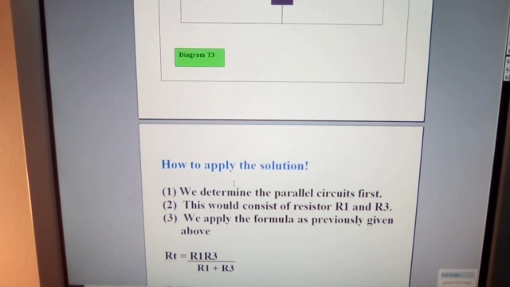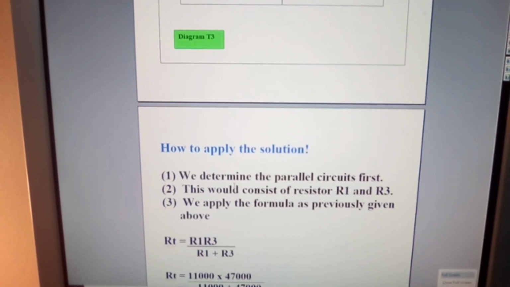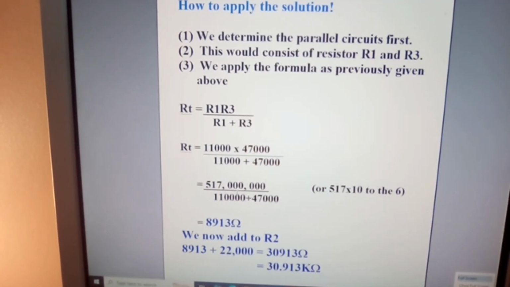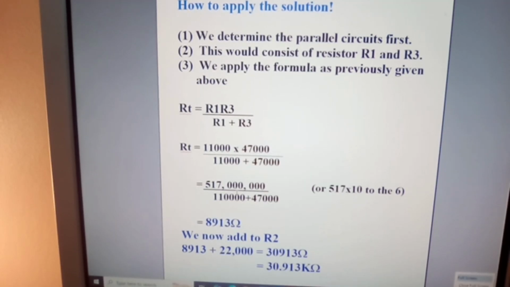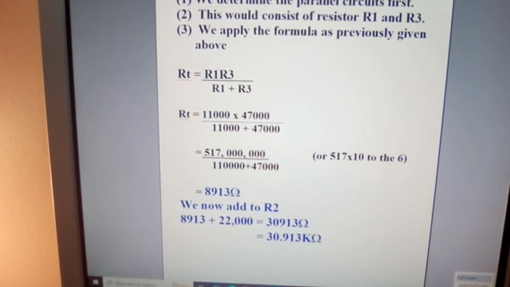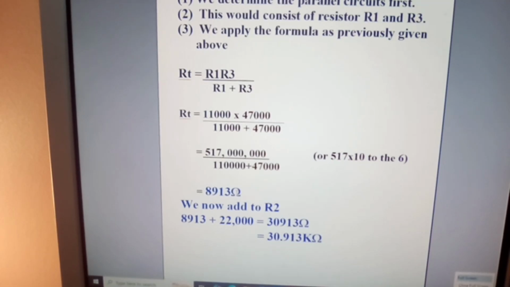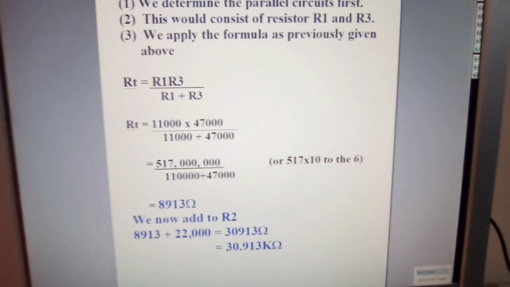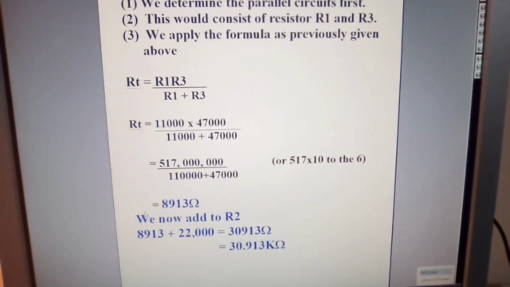How to apply the solution? One, we determine the parallel circuit first. Two, this would consist of resistor R1 and R3. Three, we apply the formula as previously given above. And that's the process that you'll need to apply. I'm not going to go through that with you again. You can now do this for yourself. You can see that the answer is 30.913 kilo ohms.